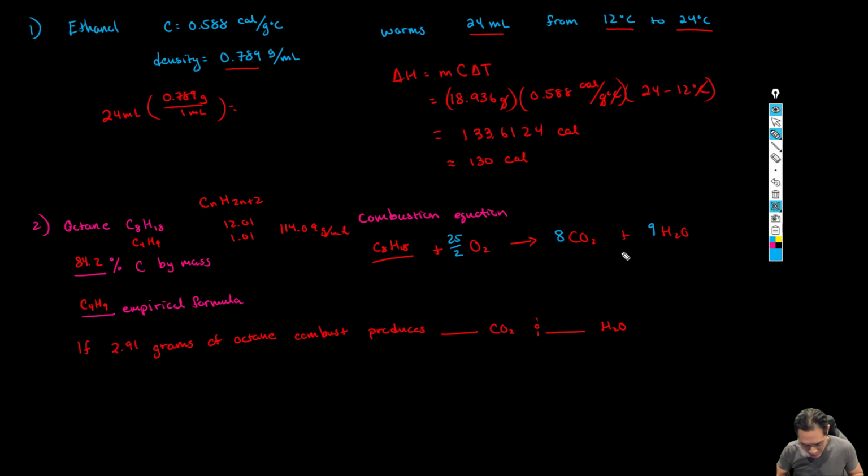The last part is if I had 2.91 grams of octane, how many moles or how many grams, it depends. Let's see, it's asking for moles. How many moles of CO2 and how many moles of H2O do I have? Since this is based on molar quantities, we want to make sure we find how many moles of octane we have. So if we have 2.91 grams, we want to convert to moles. Here is my ratio, or my molar mass. So I want moles on top, so that means the grams is on bottom.